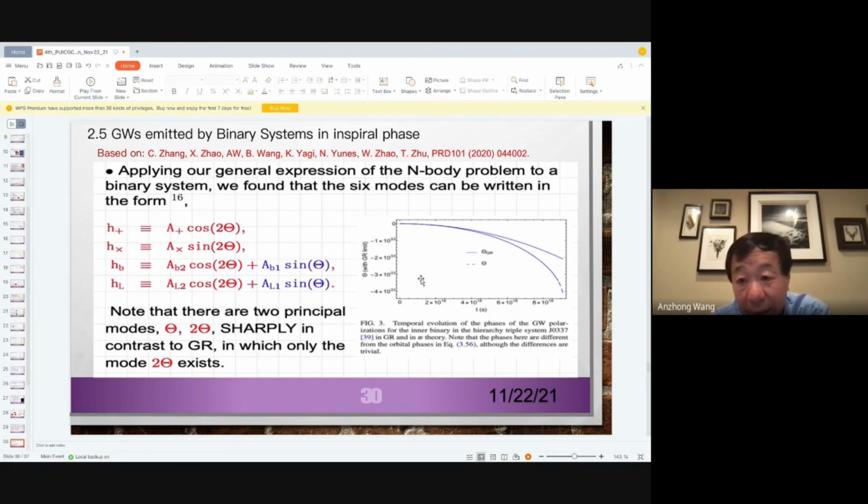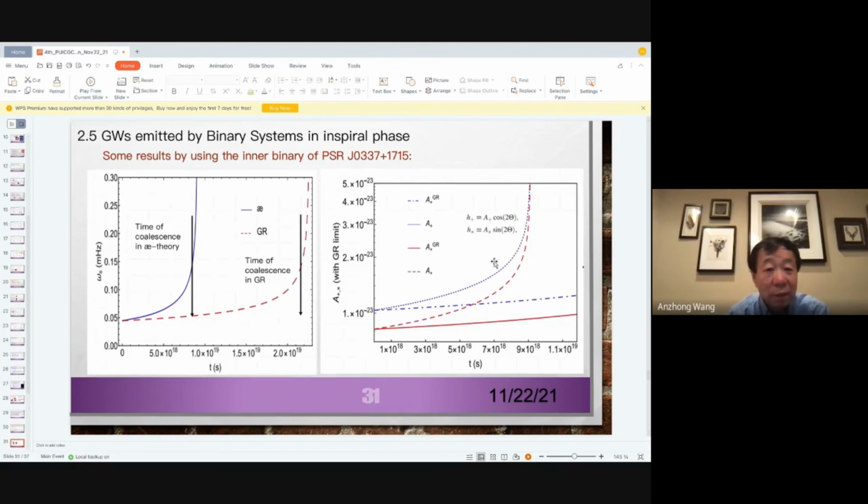You can see here the angle theta. The dotted line is Einstein-ether, and the solid line is Einstein theory. From this figure, you can see more clearly the frequency dependence. If we can really observe the frequency of binaries with space detectors, we can also distinguish Einstein-ether theory.